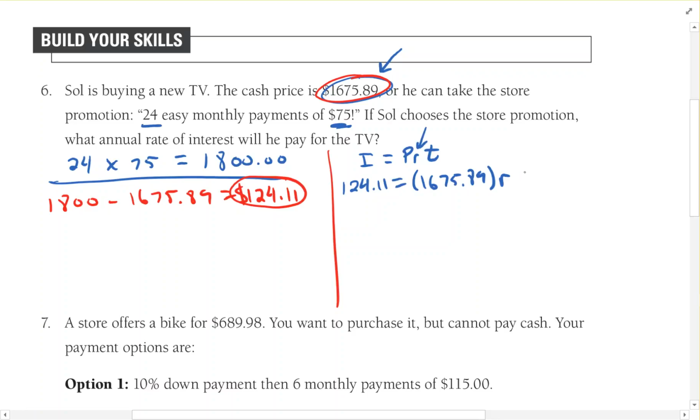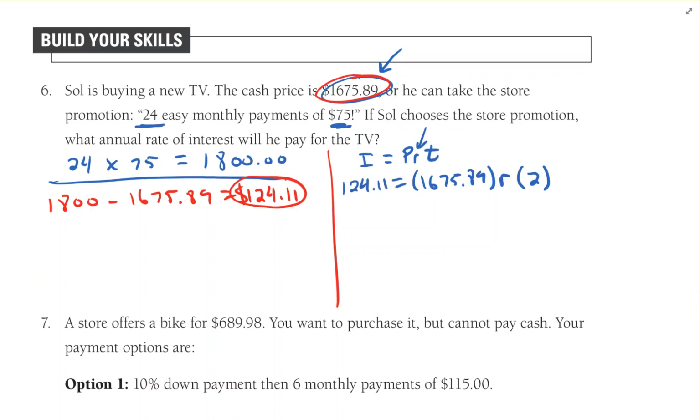We don't know R, so I'll leave it as R. And the time, well, how many years is 24 months? That's 2 years, right? You could also get that by going 24 months divided by 12 months would give you 2, so kind of similar to what we've been doing.